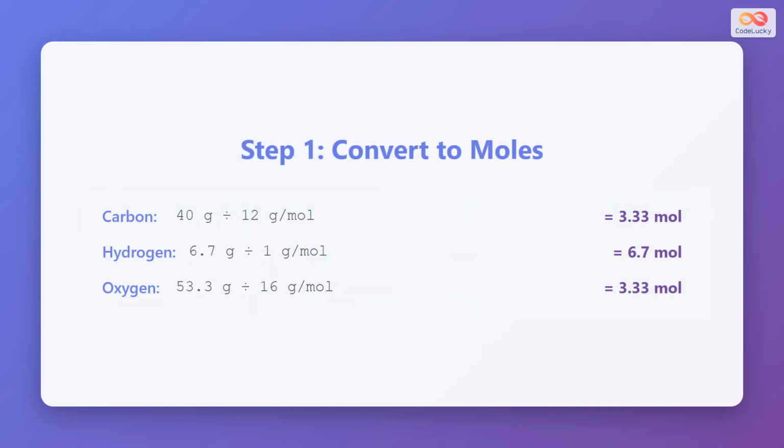Step 1 is converting mass to moles. We assume we have 100 grams of the compound, so the percentages become grams. For carbon, 40 grams divided by 12 grams per mole gives us 3.33 moles. For hydrogen, 6.7 grams divided by 1 gram per mole gives us 6.7 moles. For oxygen, 53.3 grams divided by 16 grams per mole gives us 3.33 moles. Now we have our mole values.